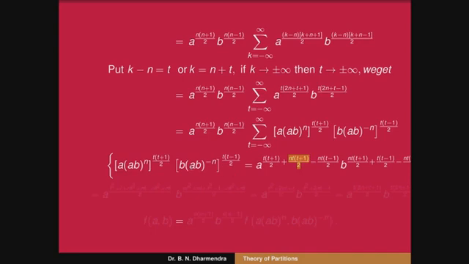Similarly, the term of a is a to the power of minus t(t-1)/2. And in terms of b, here b to the power of n into t(t+1)/2, and b to the power of t(t+1)/2, and then b to the power of minus n into t(t-1)/2. That is the term here.